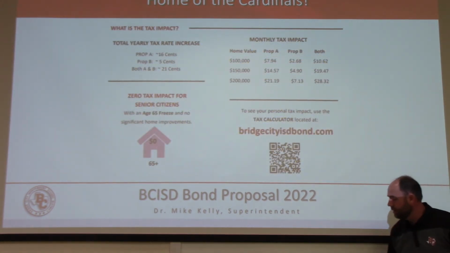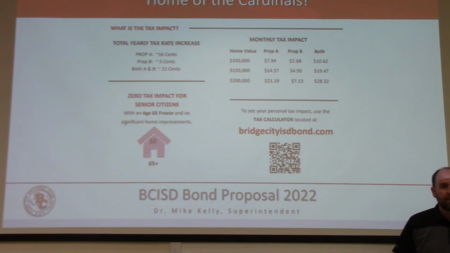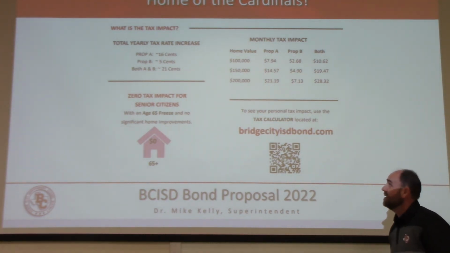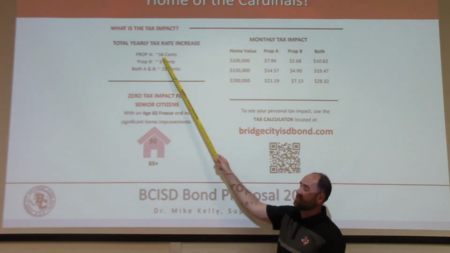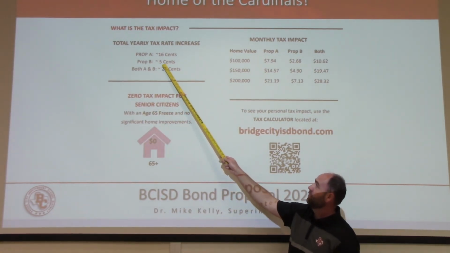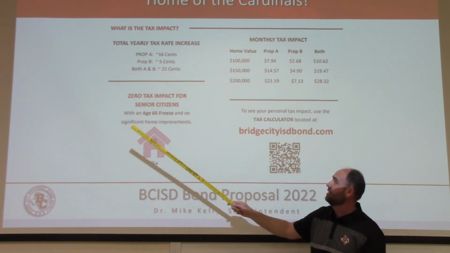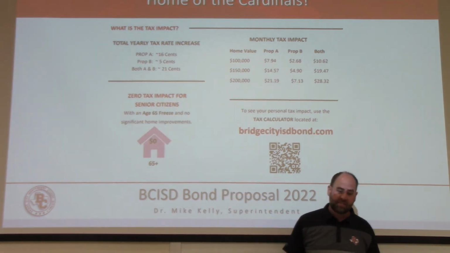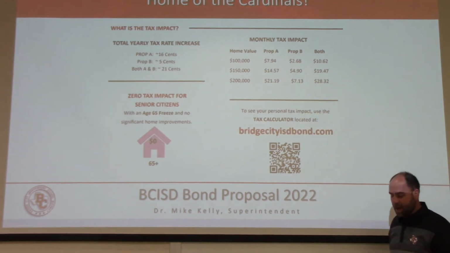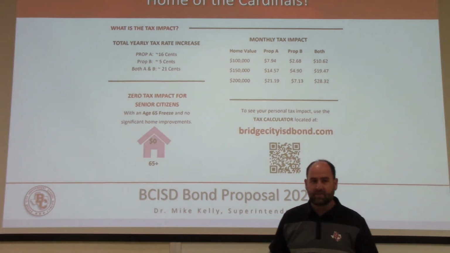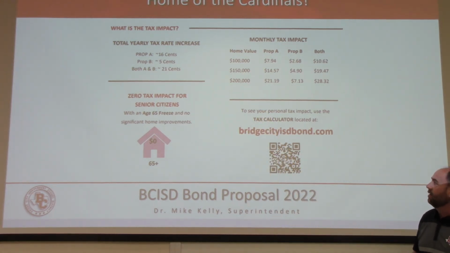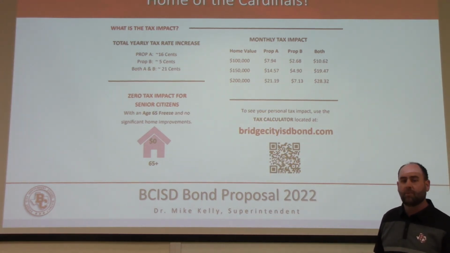Last thing I want to talk about is taxes, and this is very quick. I think we've got 4 slides and we're finished. Proposition A, the middle school, is 16 cents on your INS taxes. Proposition B for the CTE is 5 cents, and together that's 21 cents. This is just a little chart here. I know you may have seen it. There's a chart out there that goes up to $1 million. I get it. There are folks that live in $1 million homes, and we know that.